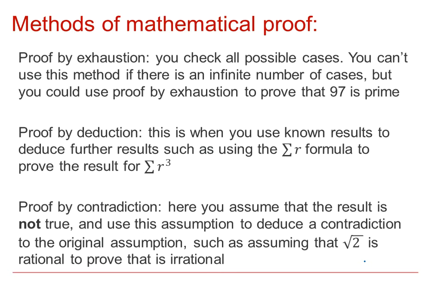There's proof by deduction, where you use a known result to deduce further results. For example, we use the sigma r formula to deduce the sigma r cubed formula. There's also proof by contradiction, where you assume that the result is not true and use this assumption to deduce a contradiction to the original assumption. For example, there is a well-known proof that root 2 is irrational by first assuming it is rational and then producing a contradiction.